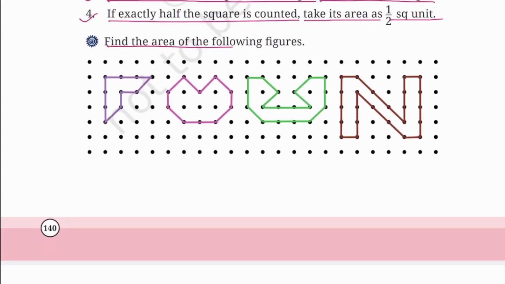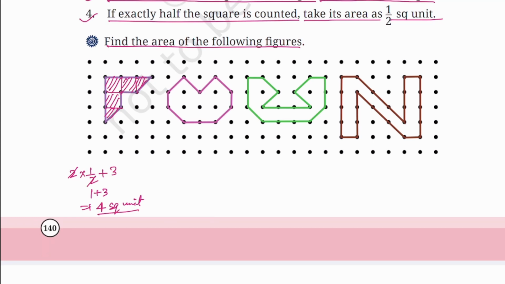Find out the area of the following figures. Exactly half, exactly half. So 2 halves, and 3 complete square units. That is 1 plus 3, the answer is 4 square unit. The area is 4 square unit.